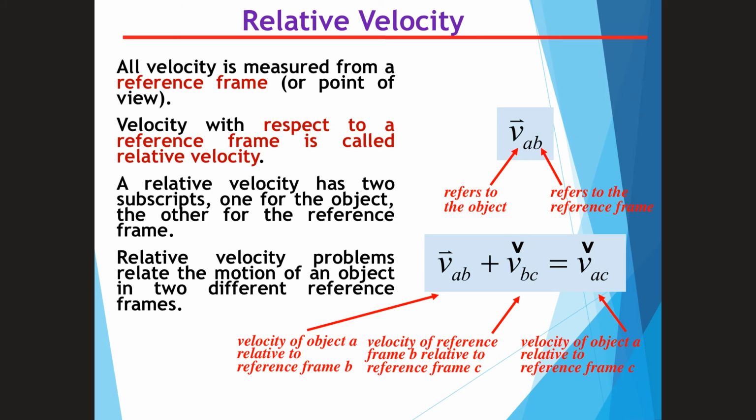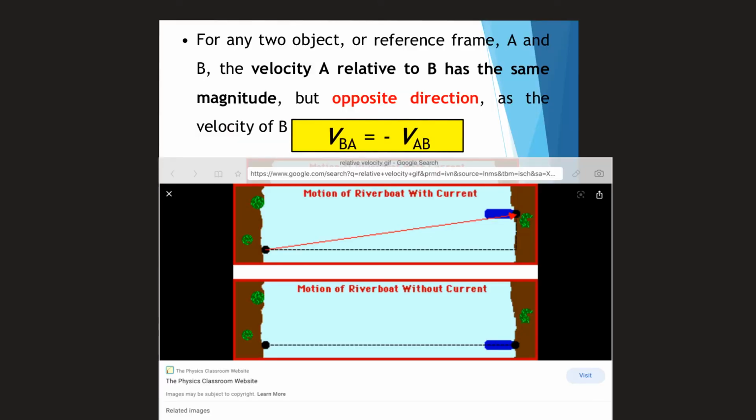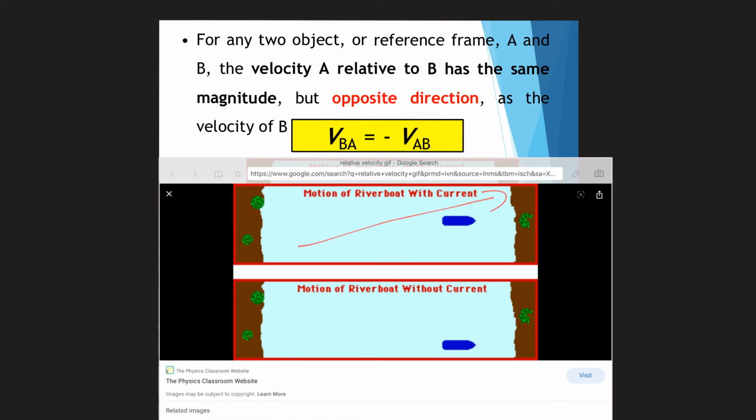So this one was already mentioned before. Please take note, the first subscript is going to be the object that you observe. The second one is going to be the reference frame, or you can say the location of the observer. You can see that there are two situations there. In one, the boat heads directly but is pushed to the other side because of the river current, and in the other situation the boat heads directly without any problem.